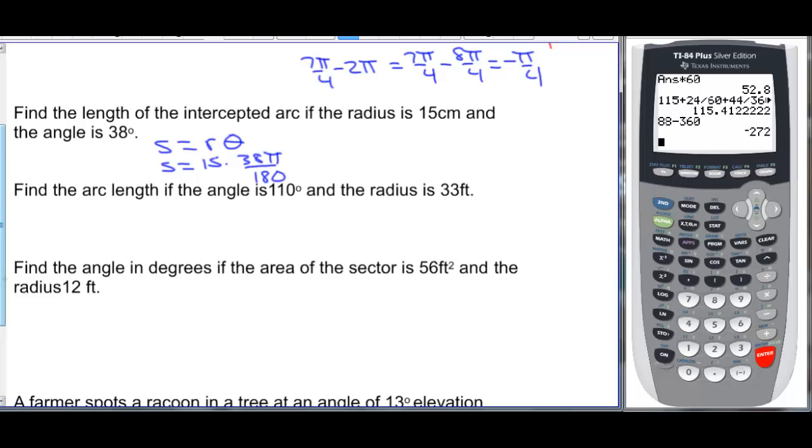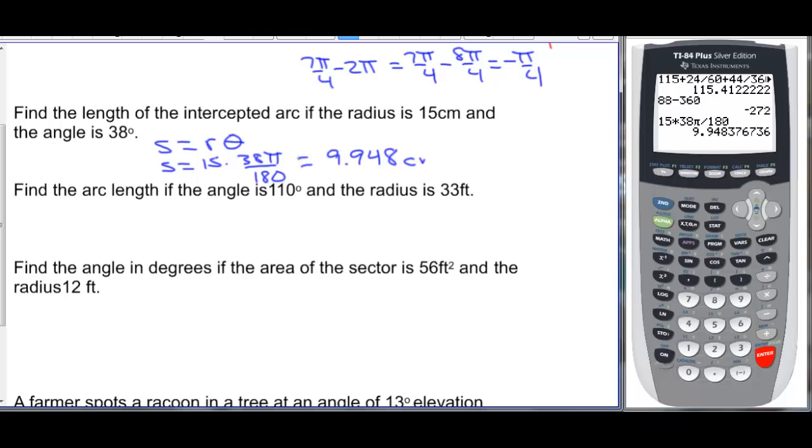You can't have the radius times the degrees. That doesn't make any sense. Radius times how many radians do you have? How many of those radii do you want? All right, so 15 times 38 pi divided by 180. 9.948.